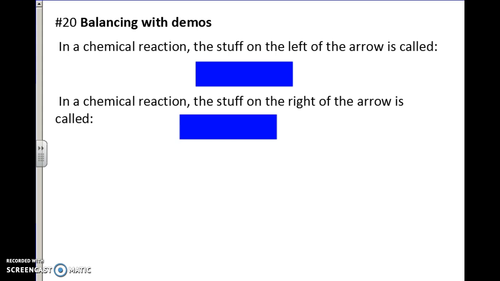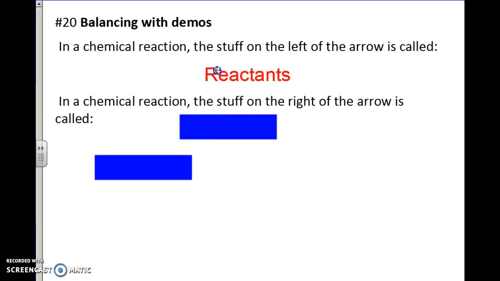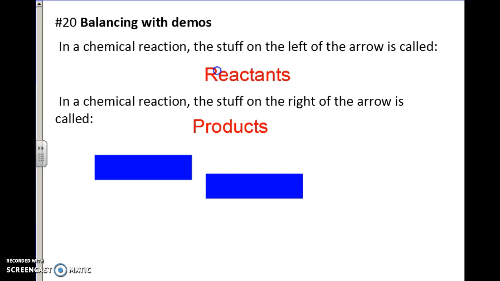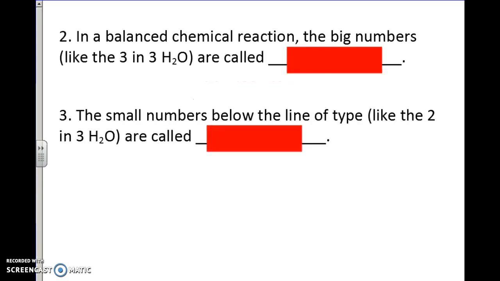In a chemical reaction, the stuff on the left side of an arrow is called reactants. This should be at the very top of your sheet if you can't figure out what we're talking about. And the stuff on the right-hand side would be products, and the arrow itself would be considered the word yields or produces. So that's at the very top of your sheet. Pause this if you need to write those items in.